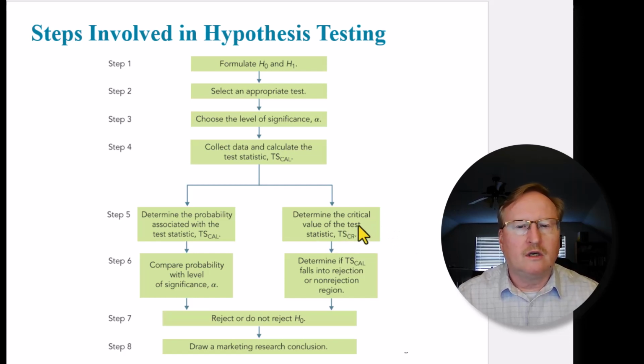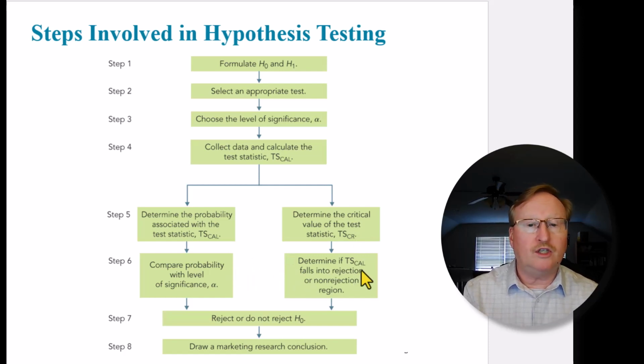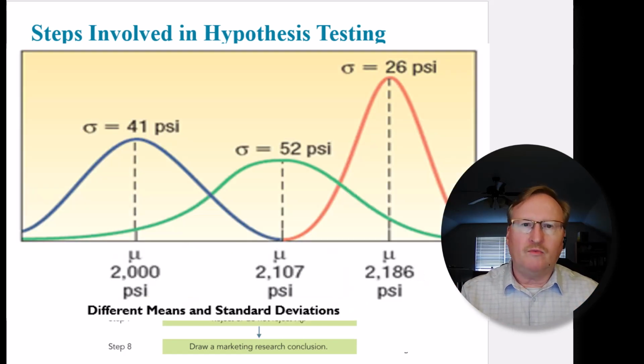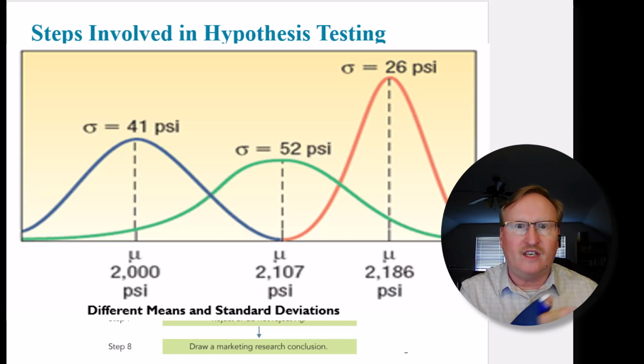Number 6, determine if the critical value falls into the rejection region or the non-rejection region. So what is that region? That sounds like a place. Well, it's true, because what we're talking about here is a probability distribution. You've seen those curves. If you haven't, you need to go back, because that's really the beginning of this. I have a video on the normal curve. Take a look at that one.